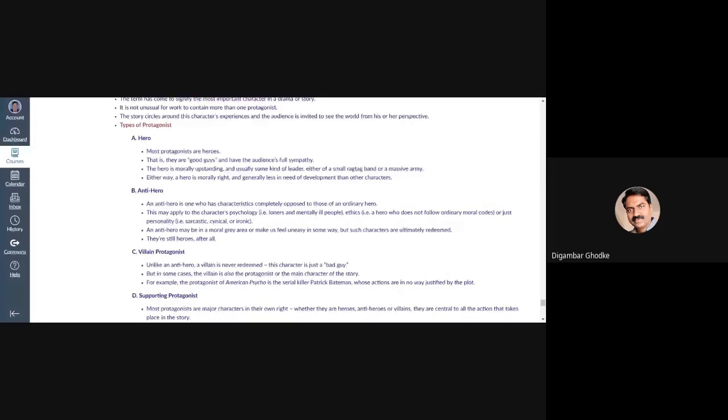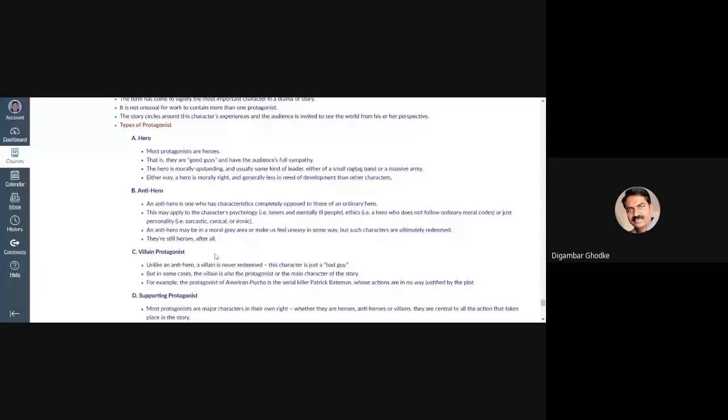Another type of protagonists are referred to as supporting protagonists. Most protagonists are major characters in their own right, whether they are heroes, anti-heroes, or villains, and they are central to all actions that take place in the story. But there can be certain other protagonists who are supporting protagonists. So in many of the movies, you come across these kind of supporting protagonists who are different from the major characters, but still they are in a good role and they play a supporting role. So such kind of characters are referred to as supporting protagonist.